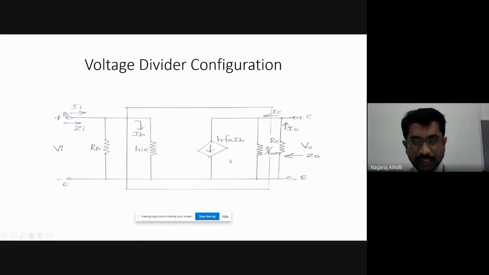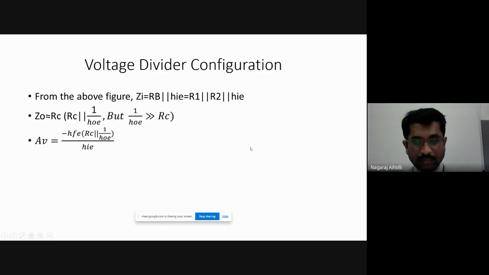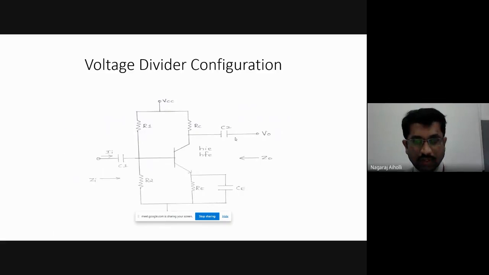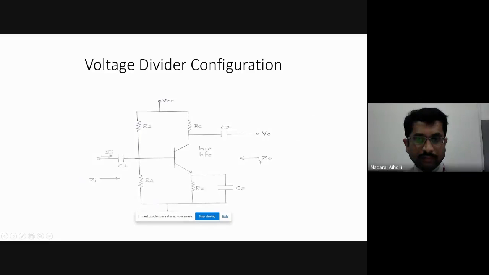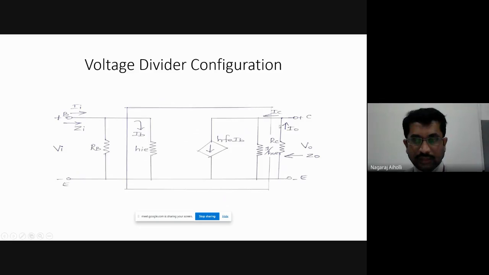Then on the output side, we have the collector current beta IB, or HFE IB. Then we have output resistance R0, which is 1 upon HOE, and the collector resistance RC. This RC is present between collector terminal and ground, or collector to emitter in common emitter configuration. So this is the approximate hybrid equivalent circuit of the voltage divider bias configuration.